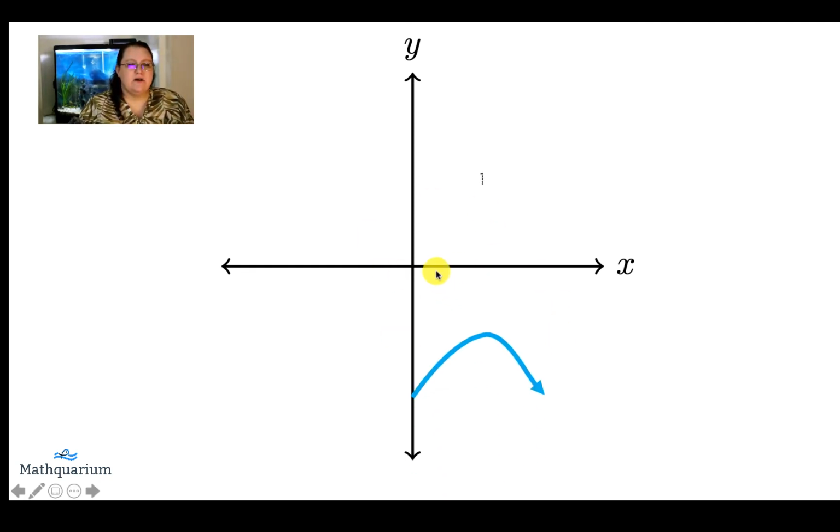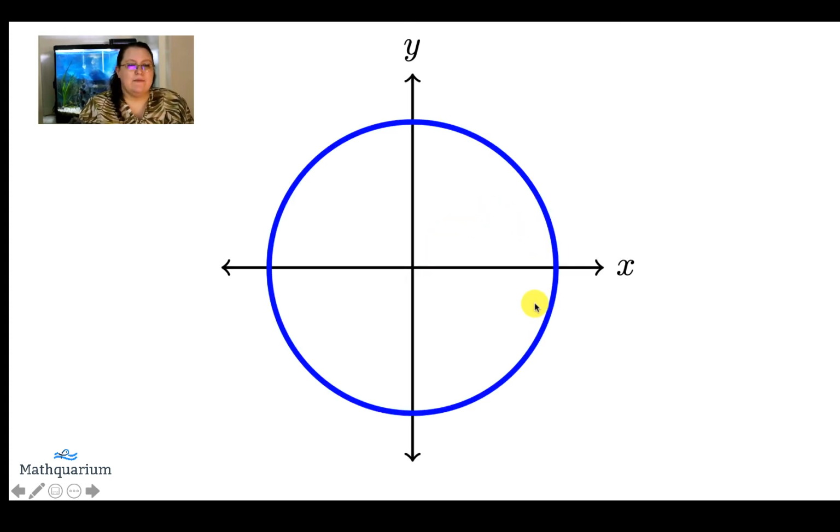So imagine I go out 1 unit from the center and I make a circle of that radius. So the radius of the circle is 1. That's got a fancy name called the unit circle.